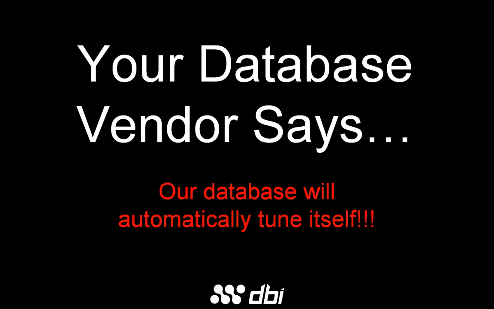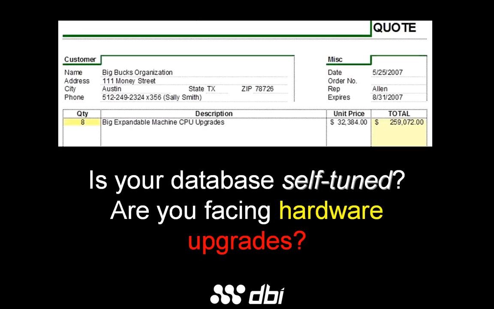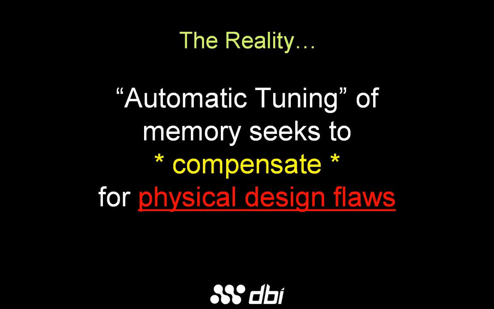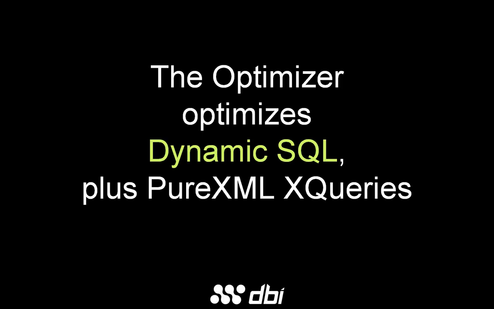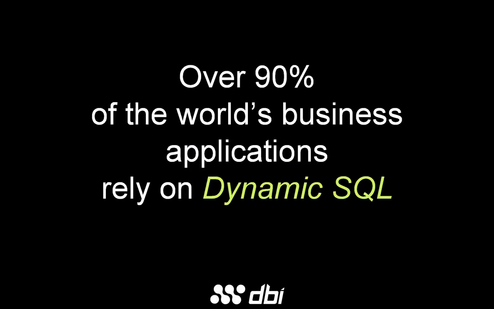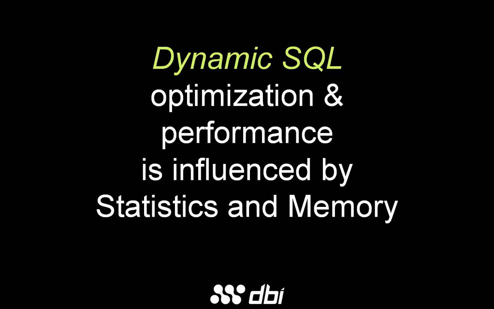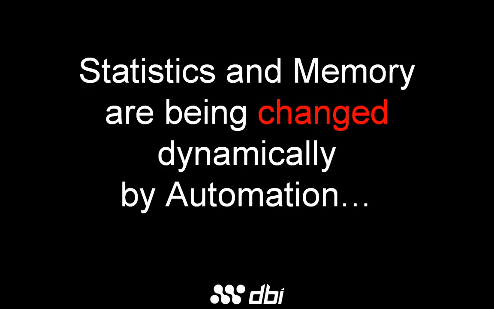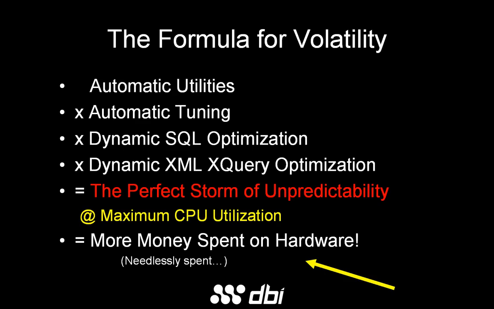Your database vendor says our database will automatically tune itself. Really? Is your database self-tuned? Are you facing hardware upgrades? The reality, automatic tuning of memory seeks to compensate for physical design flaws. The optimizer optimizes dynamic SQL plus pure XML queries. Over 90% of the world's business applications rely on dynamic SQL. Dynamic SQL optimization and performance is influenced by statistics and memory. Statistics and memory are being changed dynamically by automation.